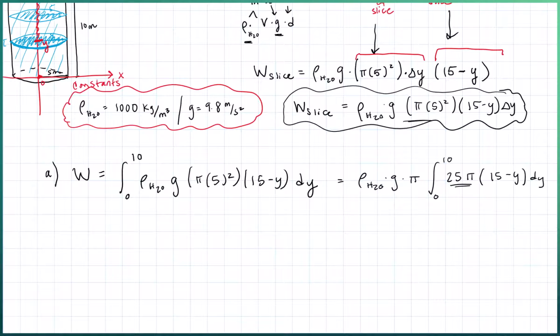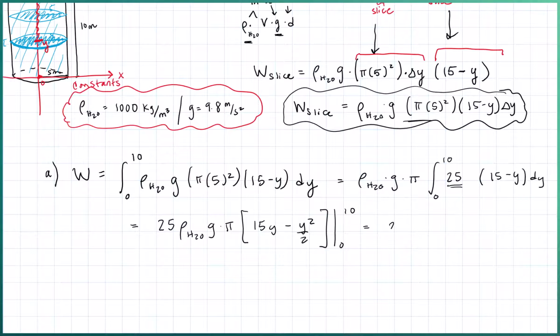Those are also constants, so let's pull all of this out. Oh, I'd already pulled out the pi. But 25 is also a constant, so let's pull that 25 out as well. So we get 25 rho of H2O, gravity, times pi, all a bunch of constants. When I integrate 15 minus y, I get 15y minus y squared over 2. I'm evaluating that from 0 to 10, so we end up with 25 rho of H2O times gravity times pi.